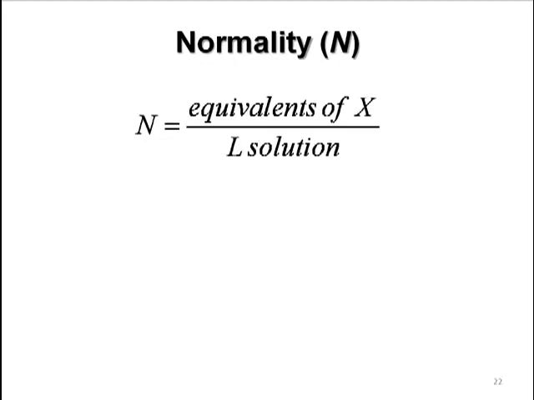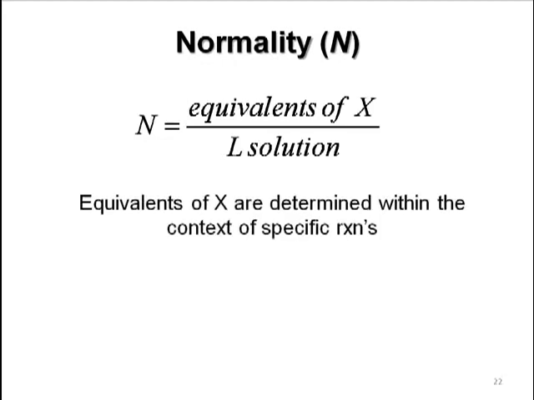Now, to have a little more concentration, normality, which is uppercase N, is the equivalents of X. Now, X is a very specific amount, especially for a reaction. The equivalents of X are determined within the context of specific reactions. So it may not be a specific substance, it might be a group of atoms as a specific substance, or a certain type of molecule maybe. The units here are capital N, and a solution would be called normal.